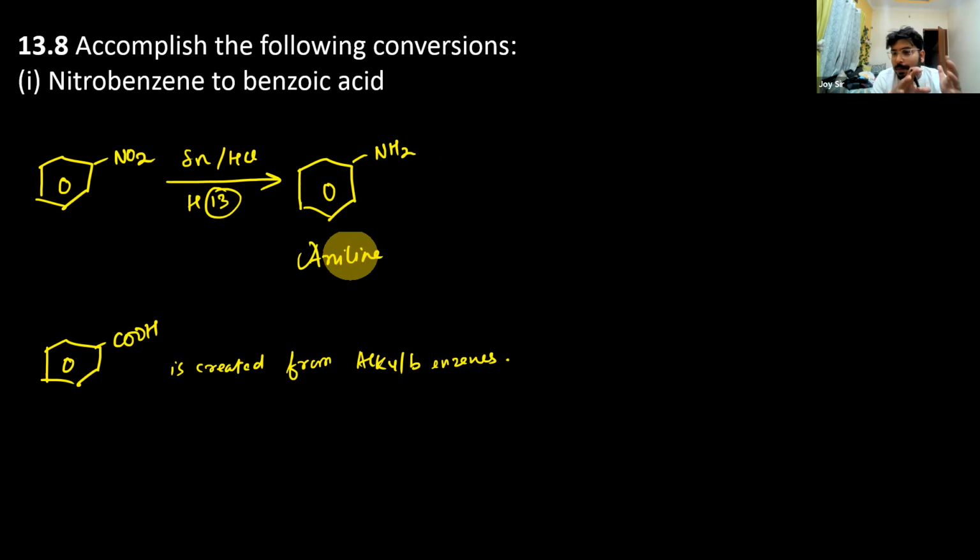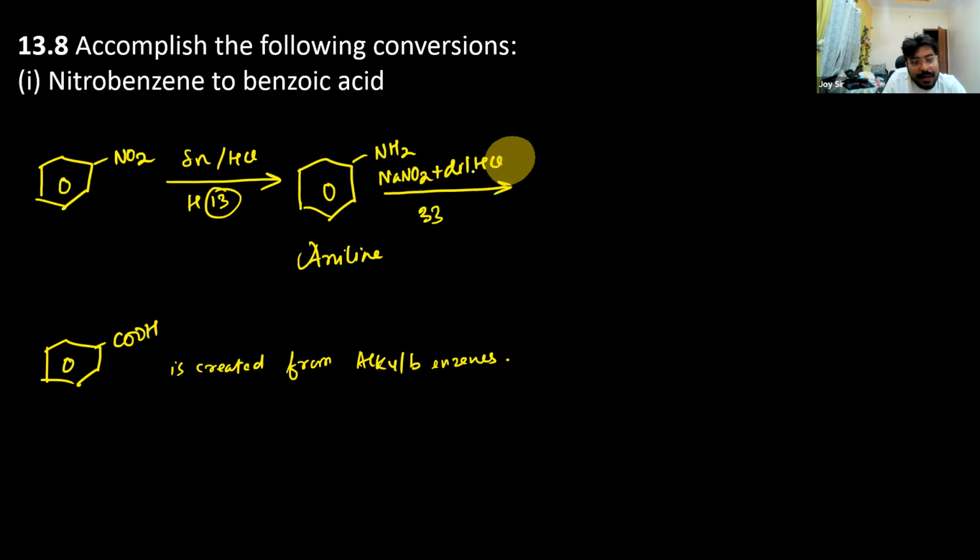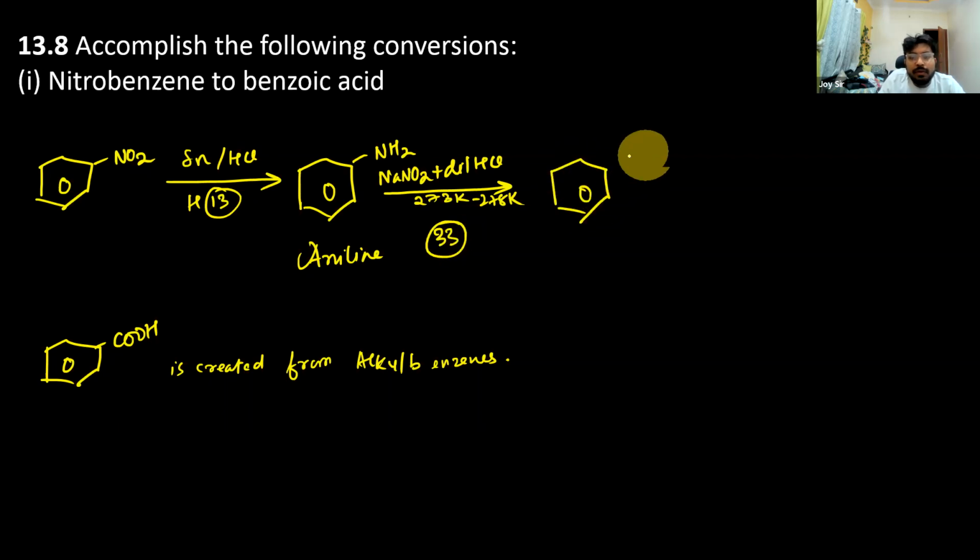If we can make NH2, we will just try to convert it into diazonium salt. This is reaction number 33, our main reaction: dilute HCl at 273 Kelvin, or 278 Kelvin, something like that. If you can somehow bring it up to here, everything is possible after that.